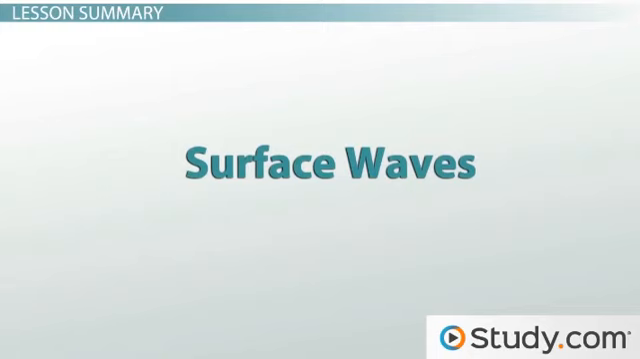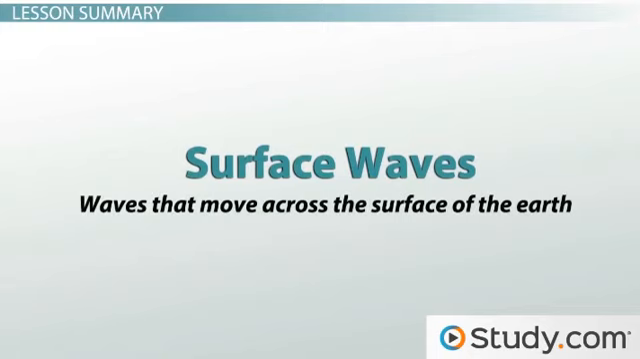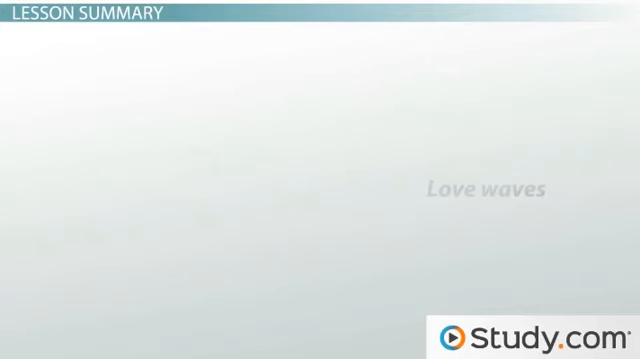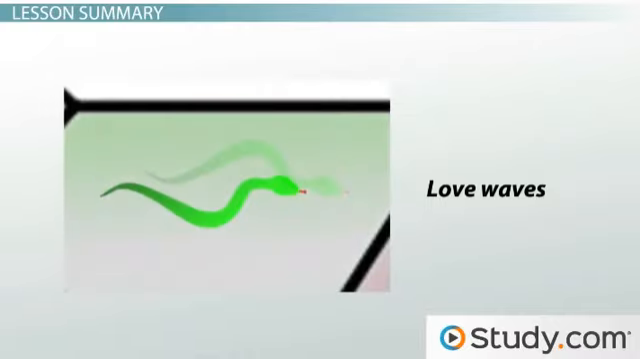Surface waves are seismic waves that travel across the Earth's surface. While these travel more slowly than body waves, they tend to cause the most damage. Love waves love to speed along and are the fastest surface waves. They move horizontally across the ground, much like a snake slithers back and forth.